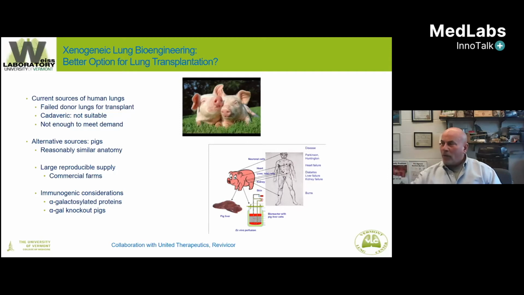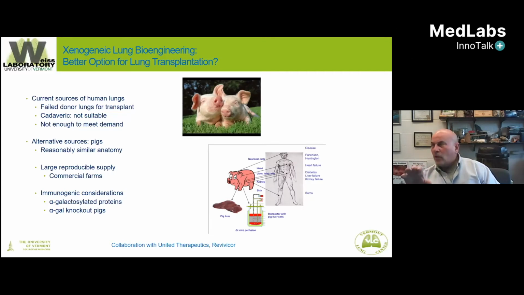Now, all of you heard about a month ago about the patient who received a pig heart, a heart failure patient, an intact pig heart. And this was from a genetically modified pig that minimized the amount of foreign antigens that would be recognized by the recipient. So we've been working with two companies, United Therapeutics and Revivicor, the same companies that did this pig heart, to approach this for lung diseases.